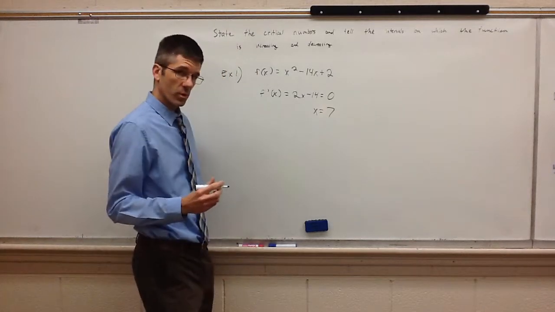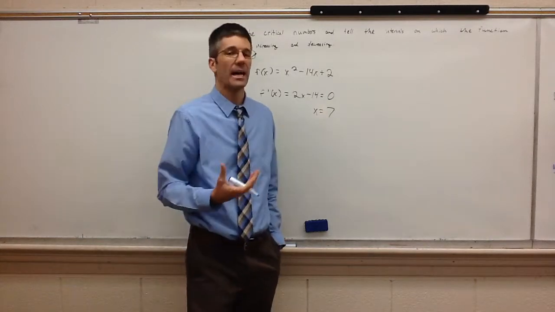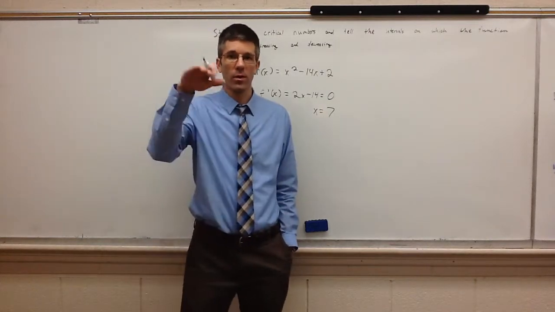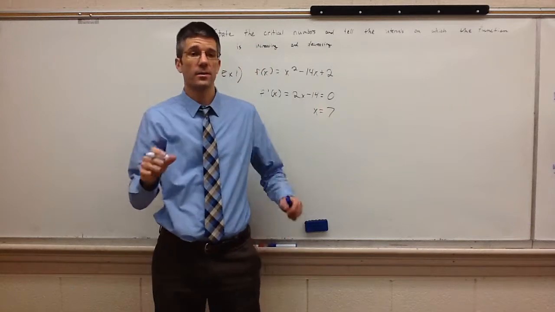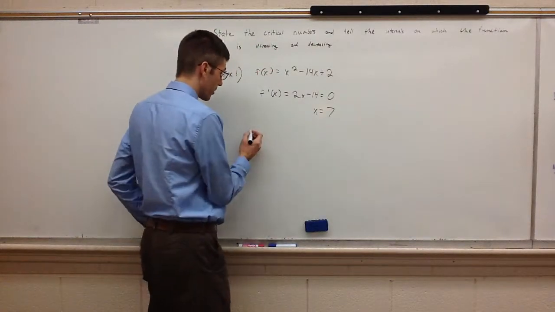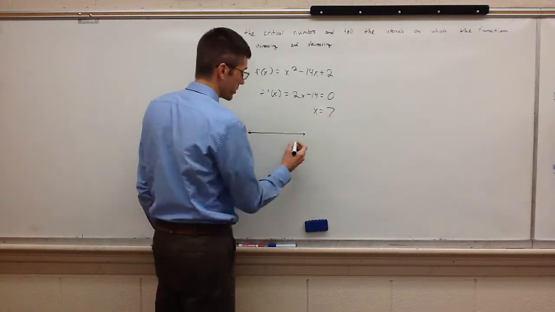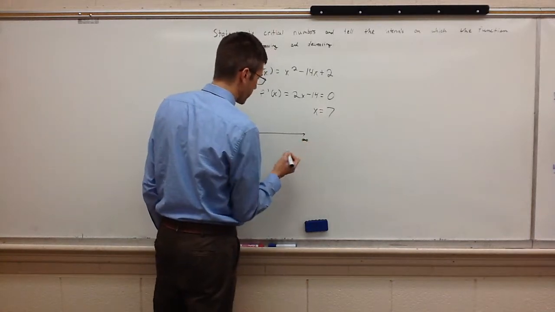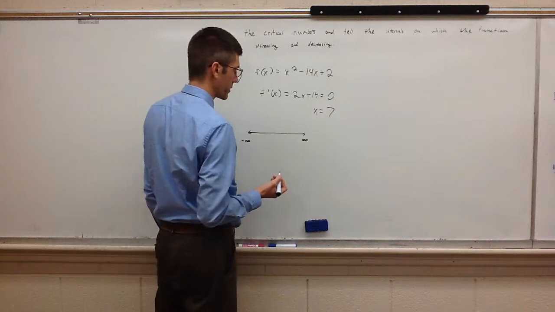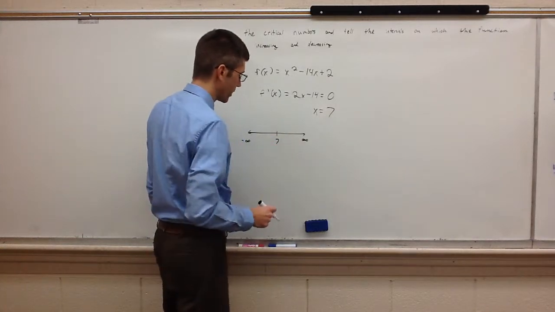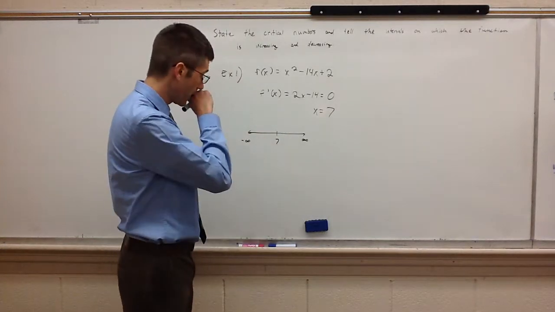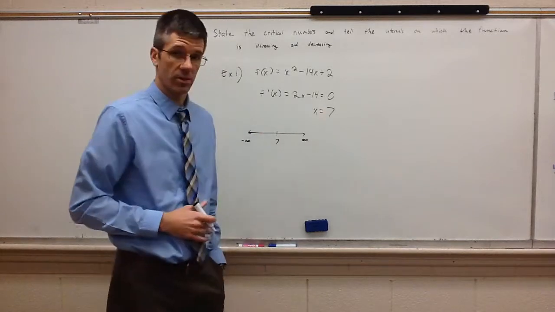And here's what we're going to do. We're going to do this thing called sign analysis. And even though you know the shape of this parabola, this is going to come in handy on some other ones. So I'm going to draw a number line. Not all math teachers do it this way, but this is how I do it. So here's infinity. Can't count that far. Here's negative infinity. Can't count back that far. And here's 7 in there. You don't have to put other numbers. Not necessary. So 7 is where this thing turns around.